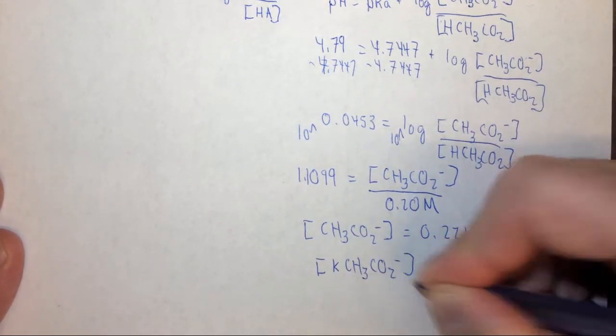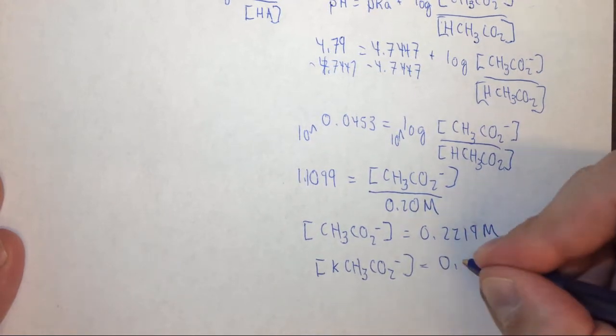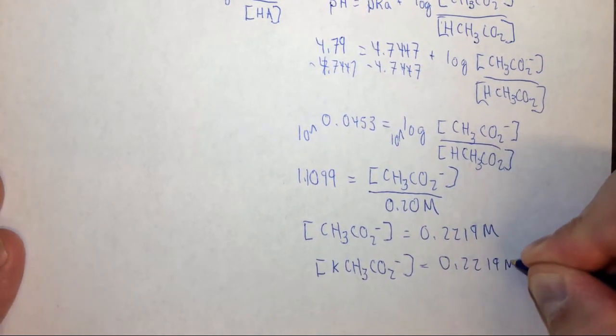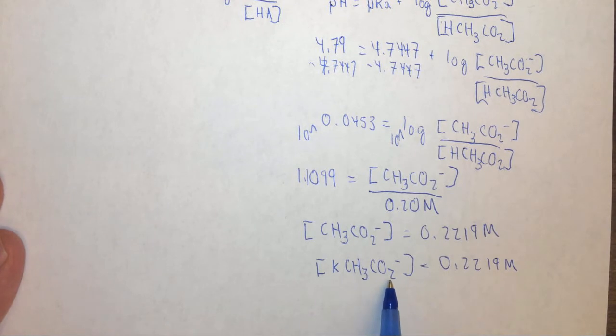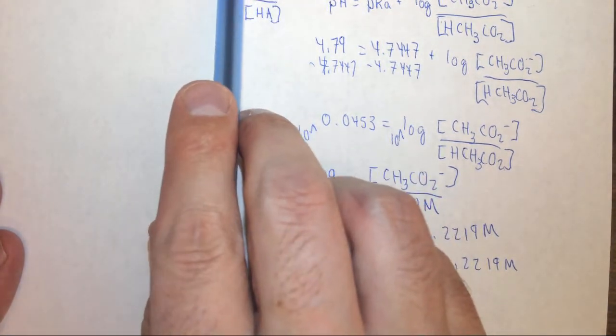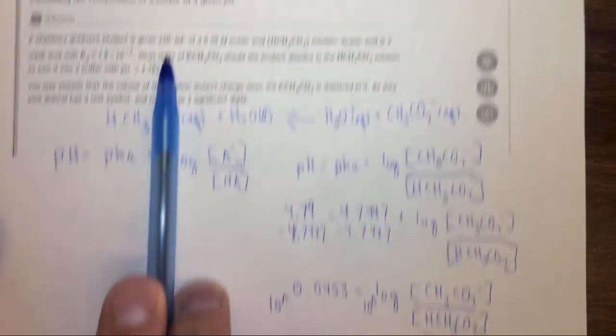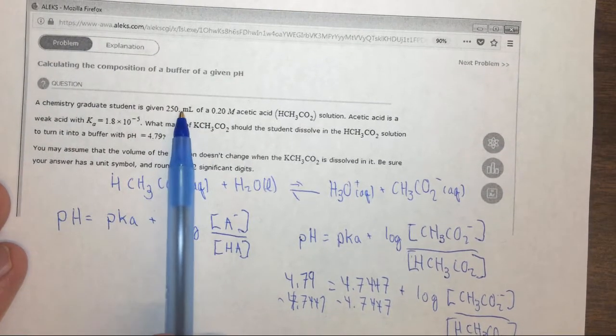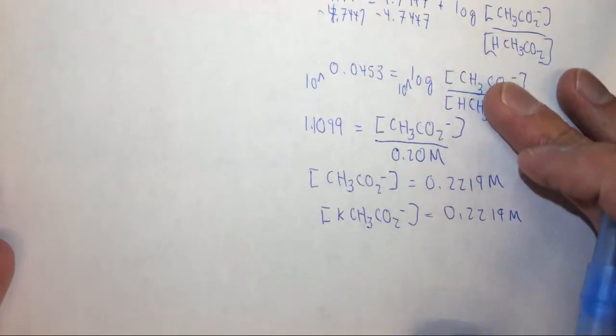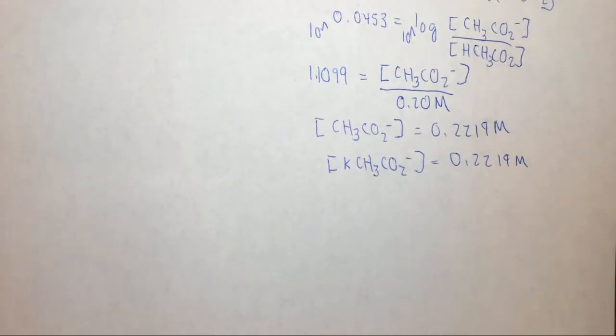Well, this is also the concentration of KCH3CO2 that we must add, because every KCH3CO2, or potassium acetate, that we add will give us one of these. So these concentrations have to be the same. Well, now that we know the concentration of potassium acetate, and we know that we want to make 250 milliliters of solution, we can go ahead and just do basically a dimensional analysis problem.